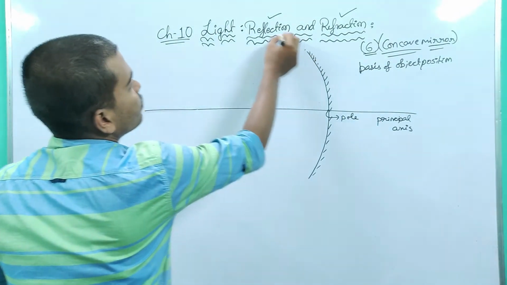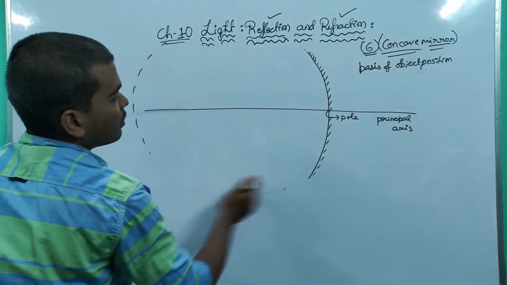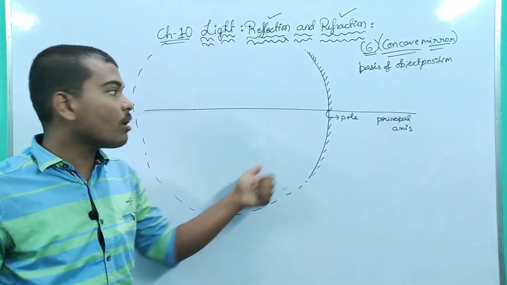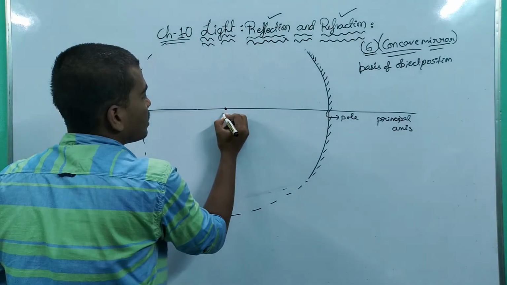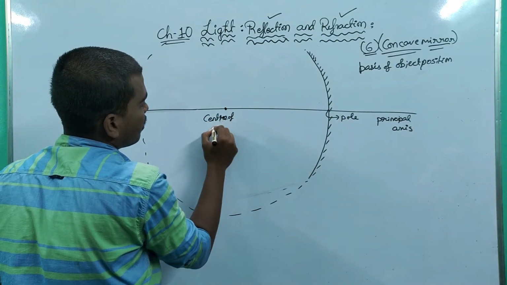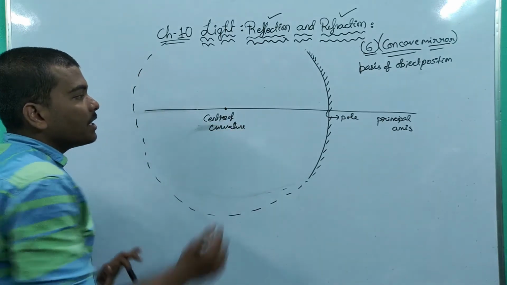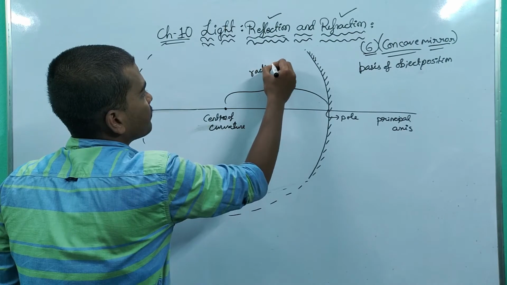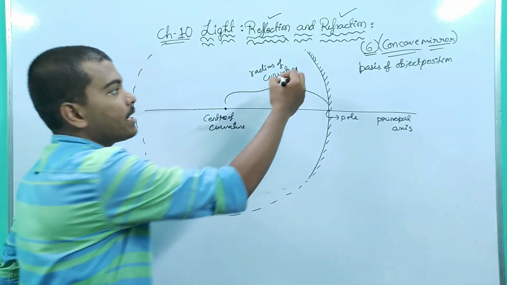As I have already told you, this is a part of a complete sphere, right? There is a sphere which must be there, and which would be the parent sphere of this concave mirror, and the center of this sphere is called the center of curvature. Okay, and this length is called the radius of curvature. Now this, let us take it as R.